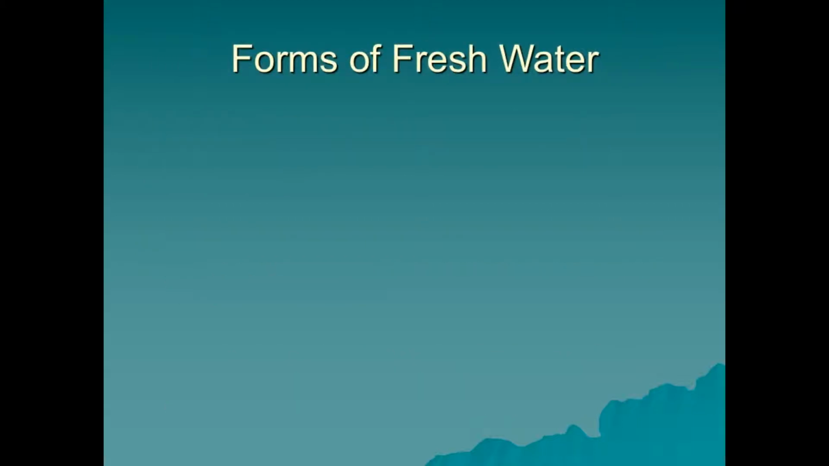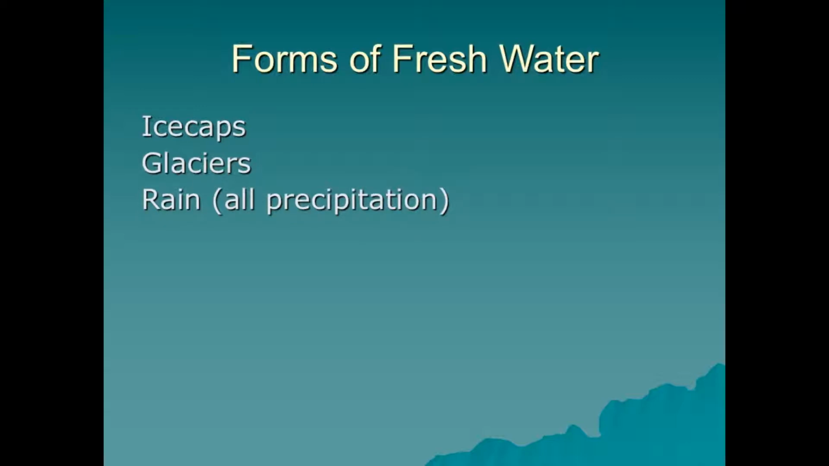Let's talk about some of these forms of fresh water and where they can be found. Okay, obviously ice caps is an example. Again, please copy these notes directly down. Glaciers, those are where most of them are found. But you can also find fresh water in any form of precipitation, including rain. So that includes snow, sleet, hail. Even though they might be dirty and have dirt, that's not what fresh means. Fresh means that it's not salty.